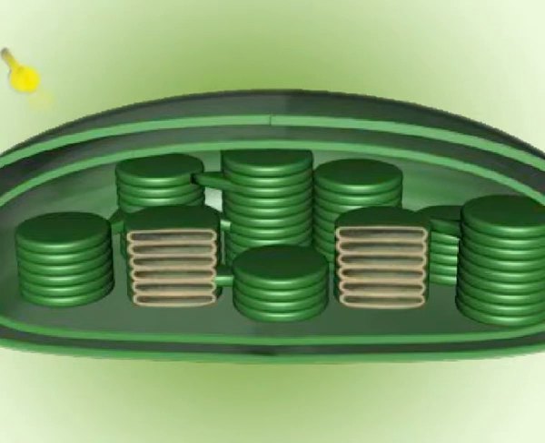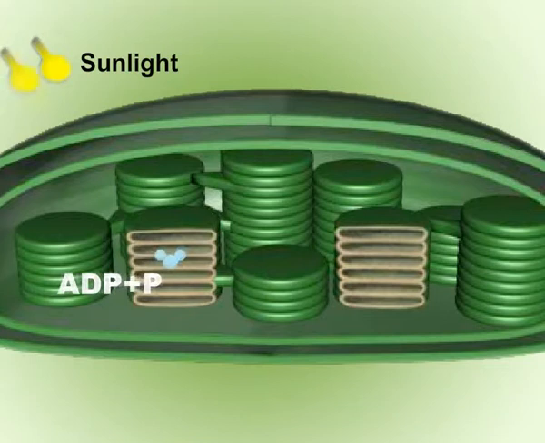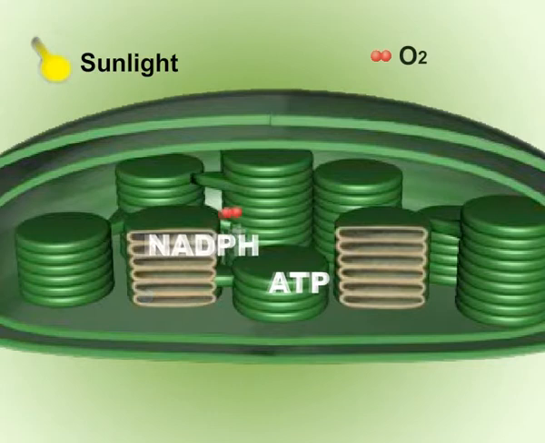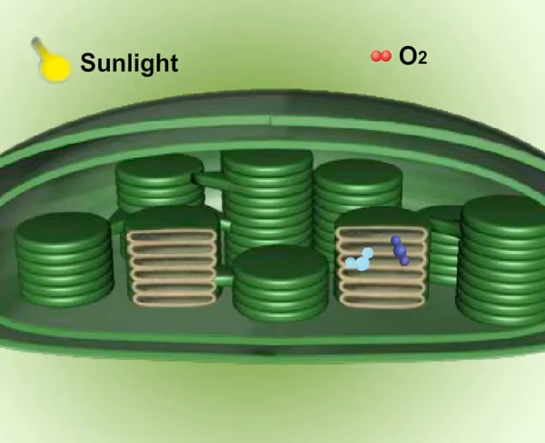All these associated structures in the thylakoid membrane are the site for the light reactions in which light energy is converted to chemical energy needed for the Calvin cycle in the dark reaction.